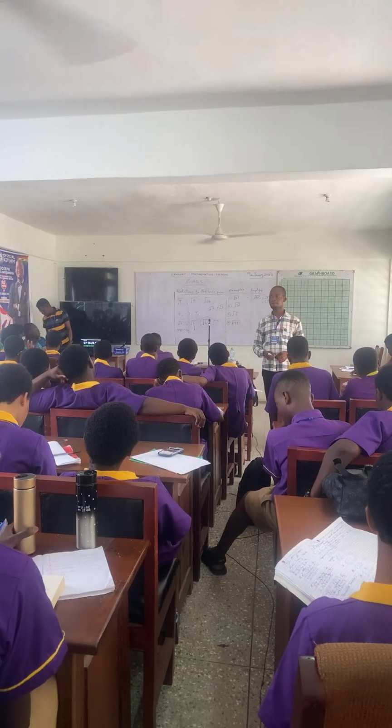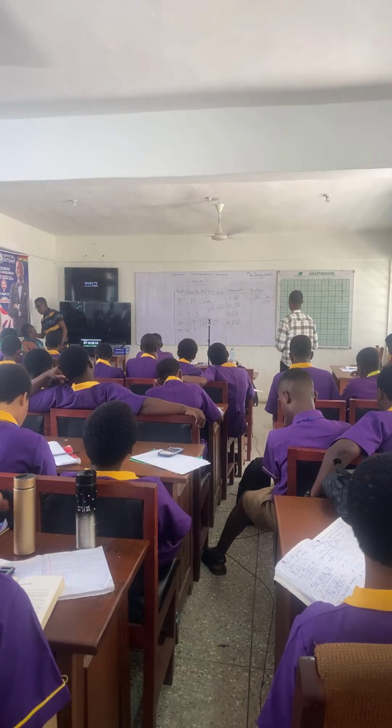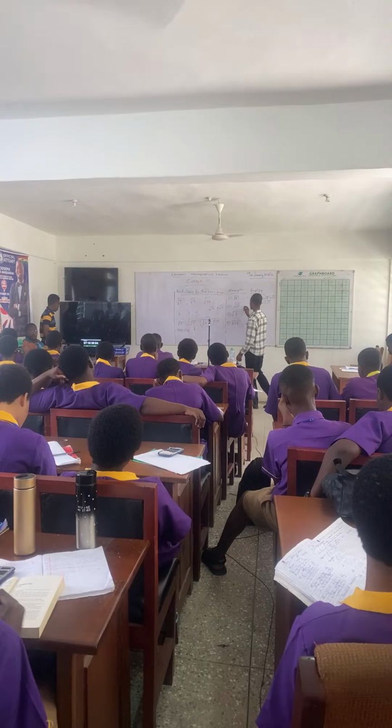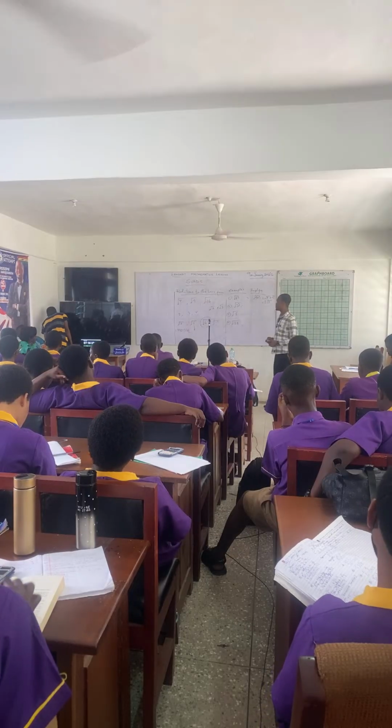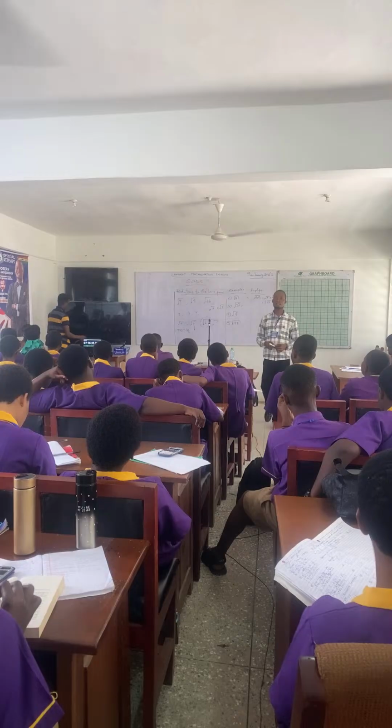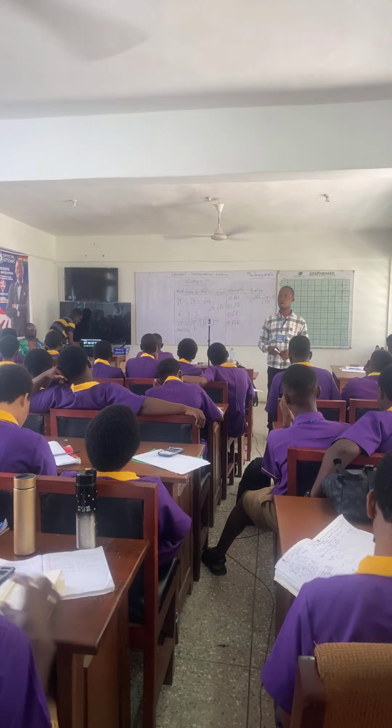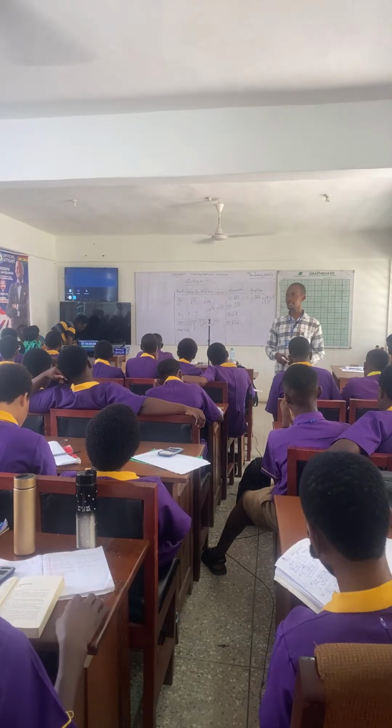Are you okay? Okay. Let's also look at the 32. Let's look at the 32. What are the two numbers that we can choose? Which one of the numbers will be a perfect square number?